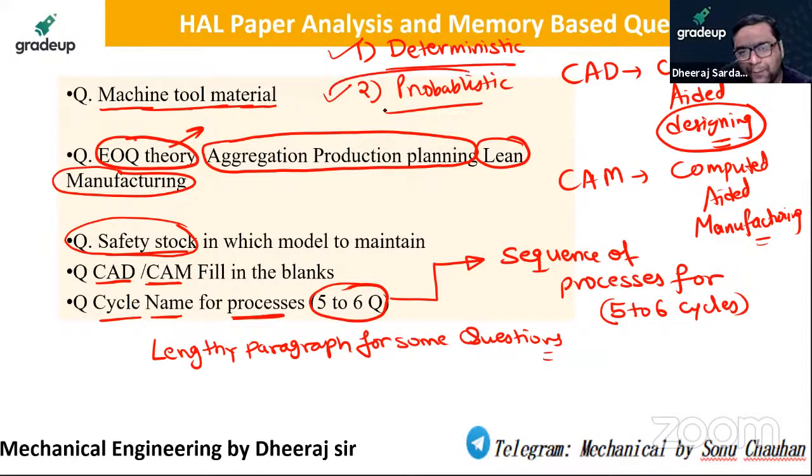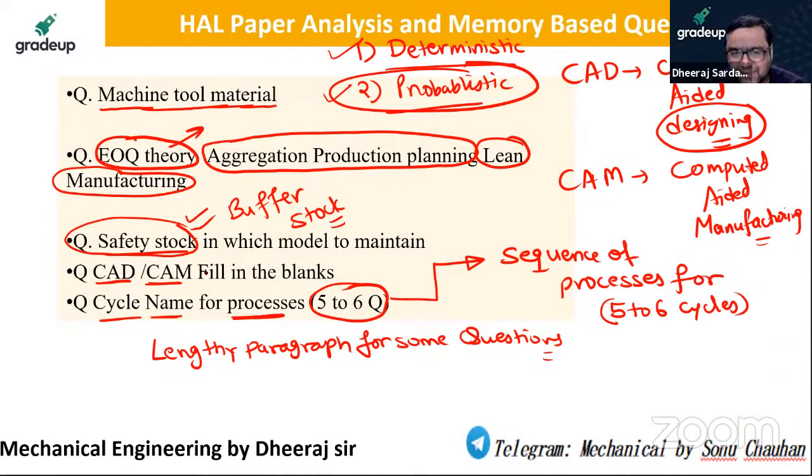So in the probabilistic model, you need to go for the safety stock. It is also known as buffer stock, because here the demand rate and lead time are variable. So this is something important about this. Guys, I'm now showing other questions as well.